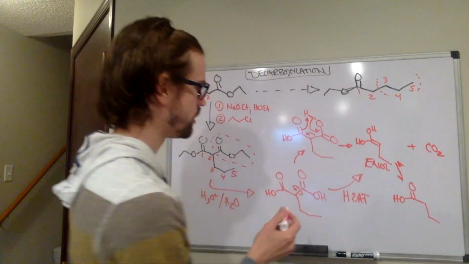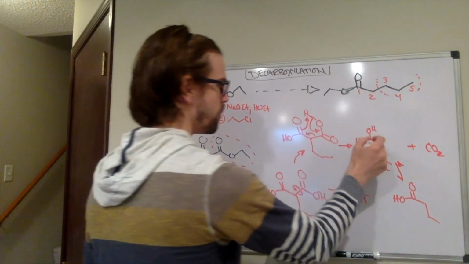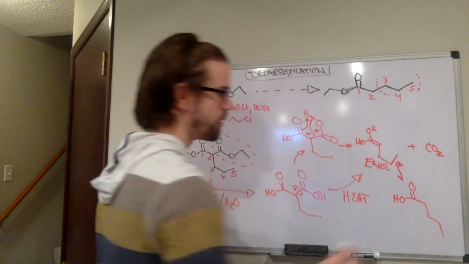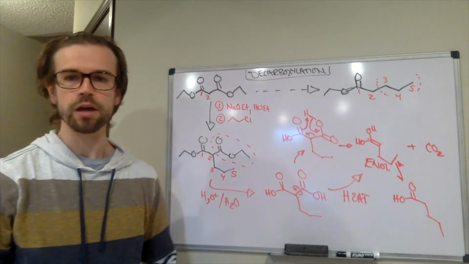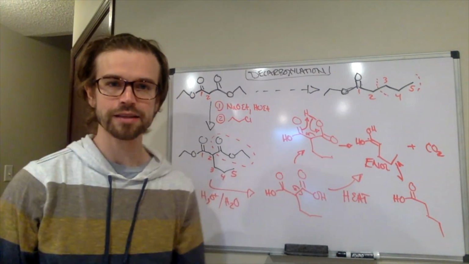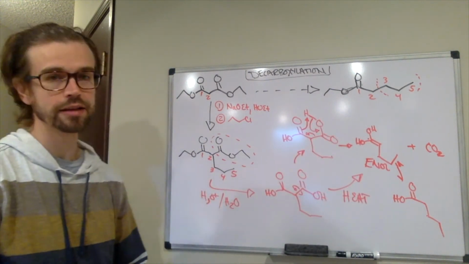which I think I may have lost a carbon. 1, 2, 3, 4, 5. 1, 2, 3, 4, 5. 1, 2, 3, 4, 5. Okay, so there we are. We have our carboxylic acid. We didn't want necessarily the carboxylic acid, right? We wanted the ester. So how do we go to that ester?